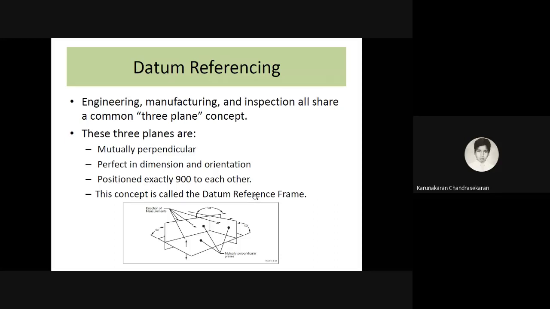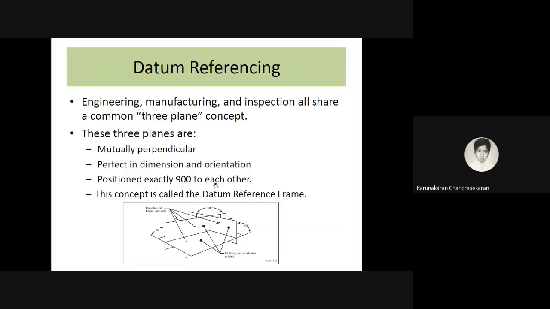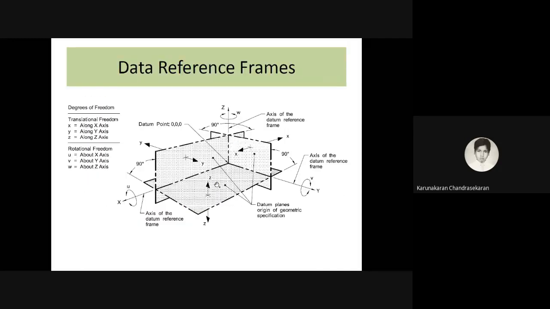It's very important for all sorts of basic understanding of our PCB design, positional tolerance and dimension tolerances. The primary datum provides a functional relationship, and the secondary datum is produced perpendicular to the primary datum, so the measurements can be referenced from the first, primary and secondary. Then the tertiary datum is always perpendicular to both the primary and secondary datum. This is already mentioned: each should be 90 degrees to each other. And this is the datum reference frame.